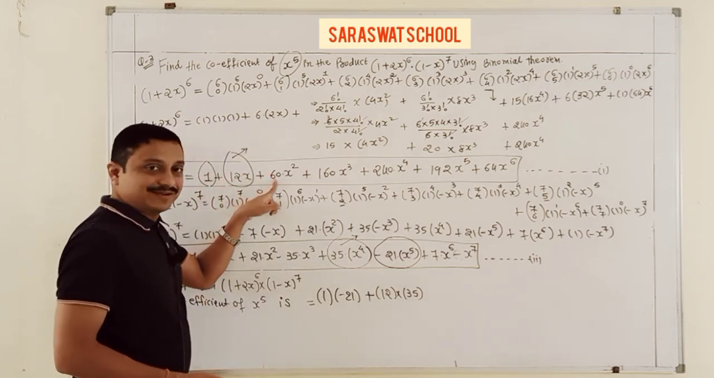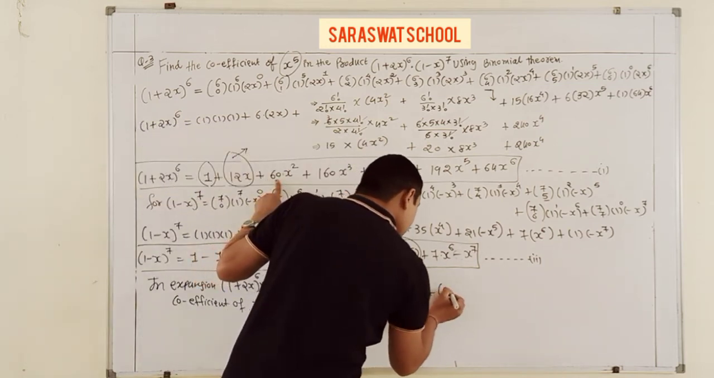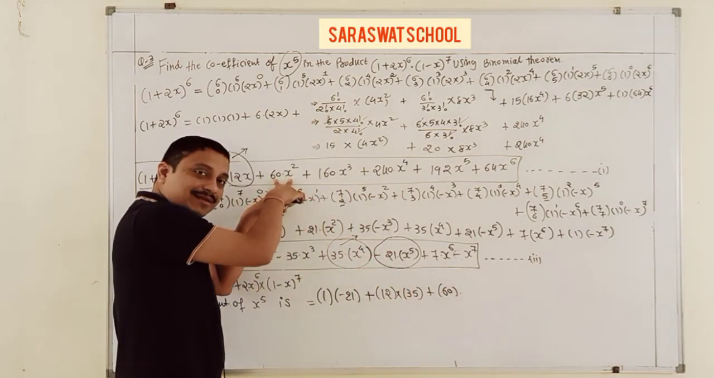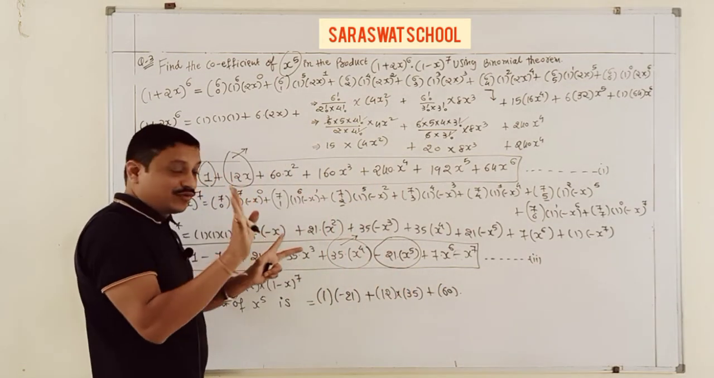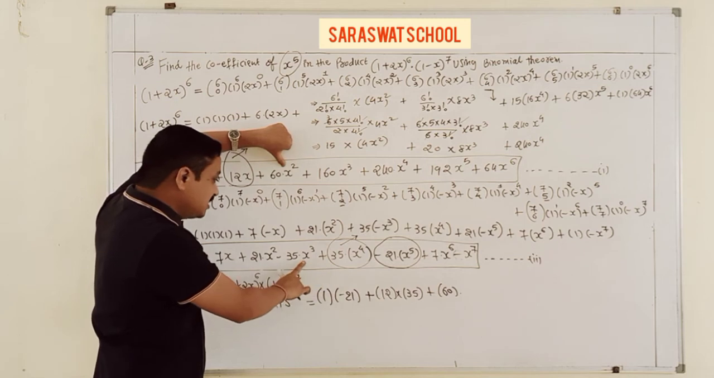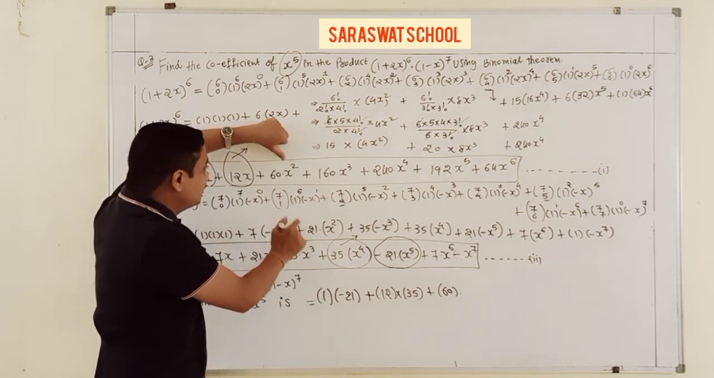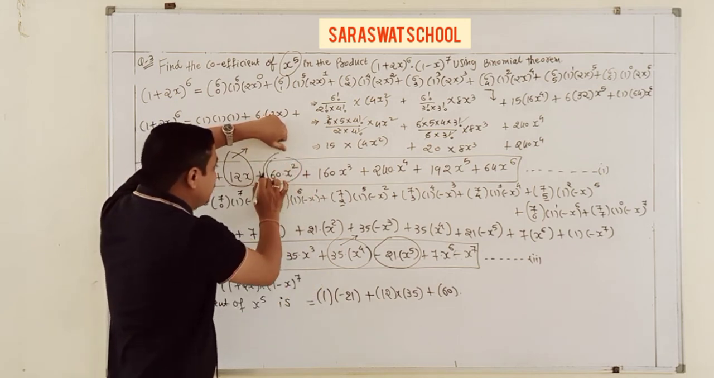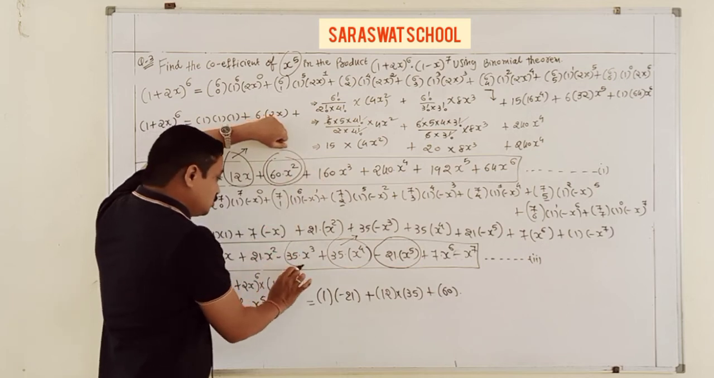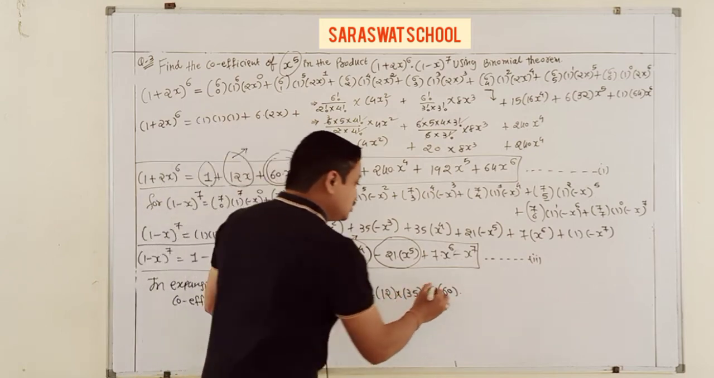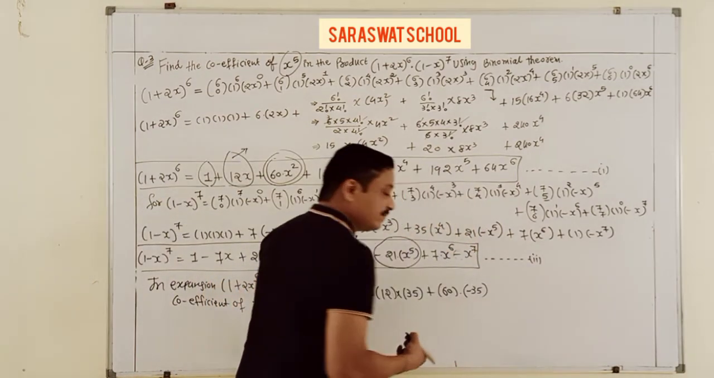Continue here, 60. Here, see students, it is x square, but I want x raised to 5. So this x square and this x cube. This coefficient, you take that x square part and here the x raised to 3 part. I mean minus 35. You just apply here minus 35.